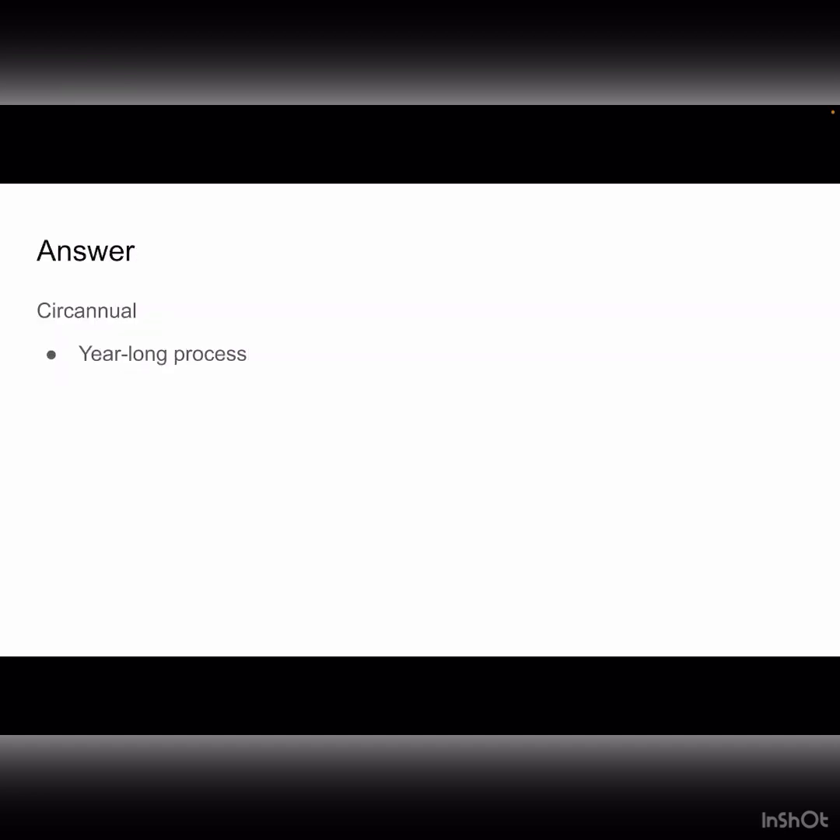It was circannual. Remember, the word circannual literally means about a year. And in what period do many wild birds molt? A period of a year. So molting is circannual.